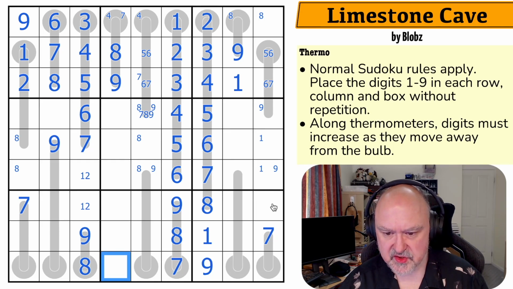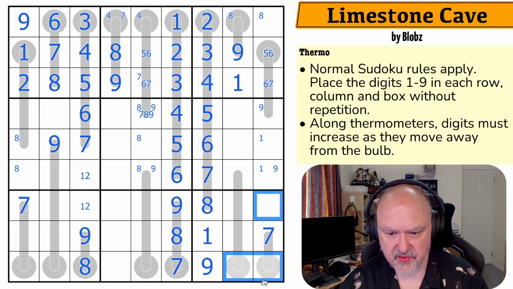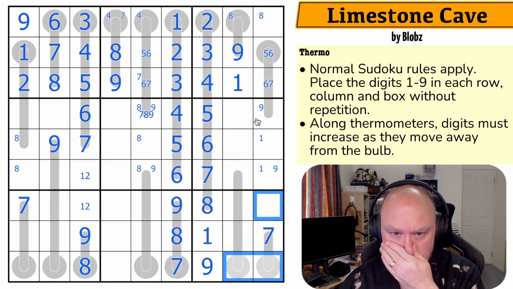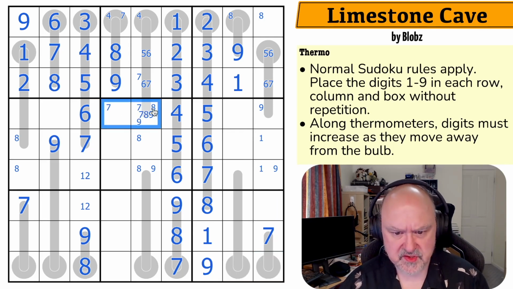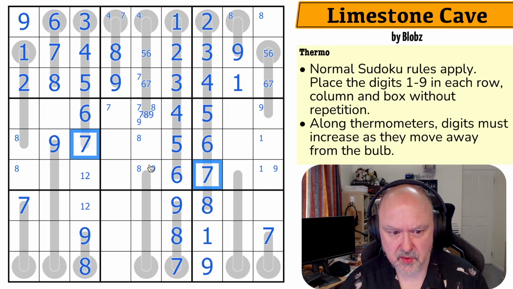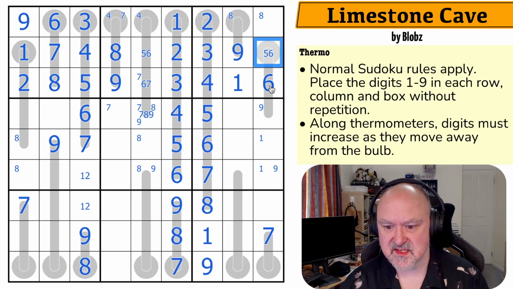So where can 2 go? 2 has to go in one of those. Seven is in one of those two because of the 7's looking into the box. Oh, 7 is looking up. That's the 6, so that's the 5. These are 7 and 8.